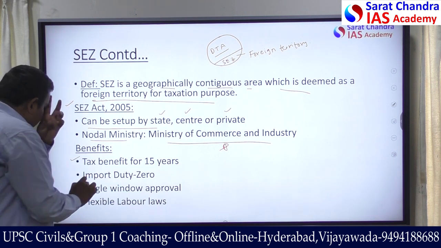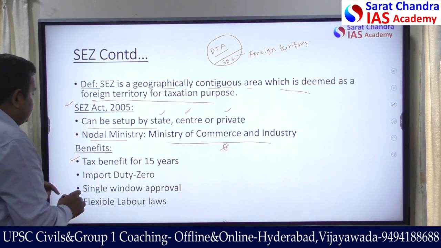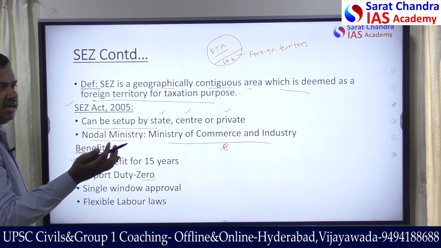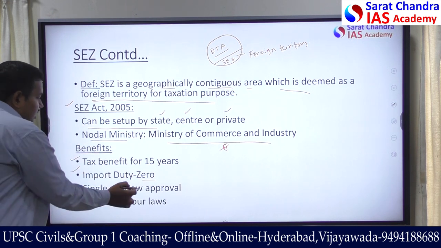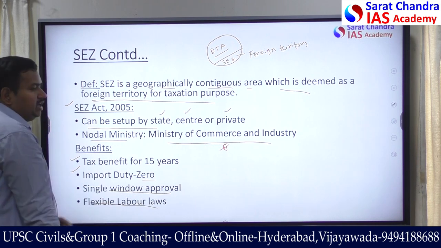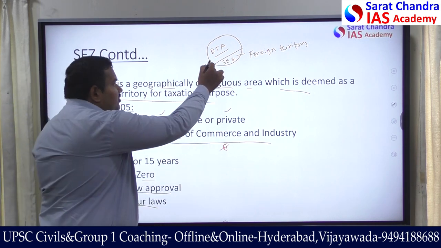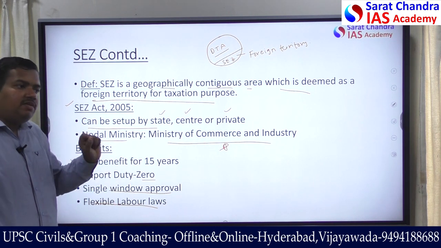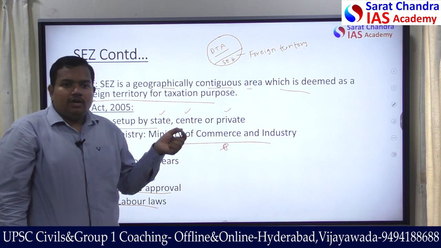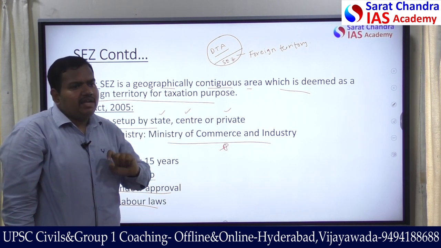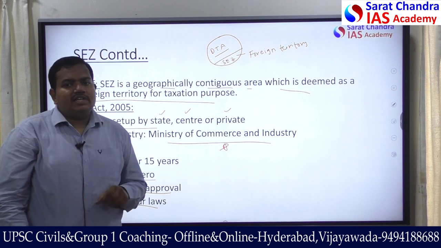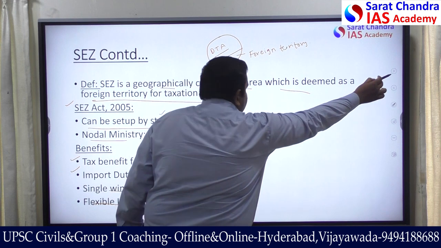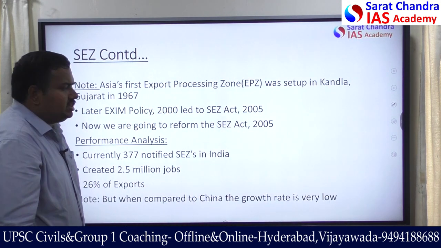First and foremost benefit, tax benefit for 15 years. Similarly, import duty will be almost zero because we are going to consider it as a foreign territory. And single window approvals will be there and flexible labor laws. Unlike in the domestic tariff area, where local labor laws will apply, in SEZs there will be flexibility with the labor laws. In domestic areas, there will be rigid labor laws, but in the SEZs there won't be that much rigidity. So those are the advantages or benefits of SEZs.